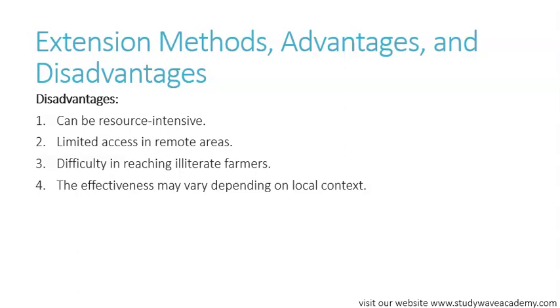Difficulty in reaching illiterate farmers. Those with language barriers may find it challenging to benefit fully from certain methods. The effectiveness may vary depending on local context. The effectiveness of extension methods can vary depending on local context, resources, and the quality of information shared. Okay? So these are the disadvantages of extension methods. Do we understand?